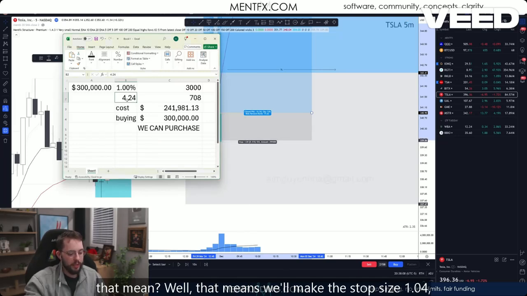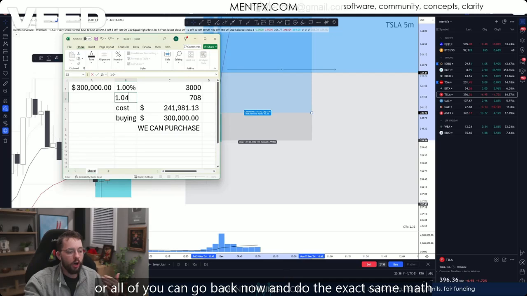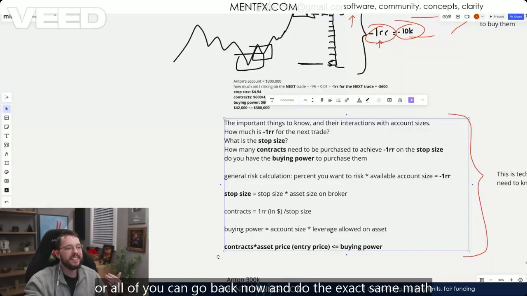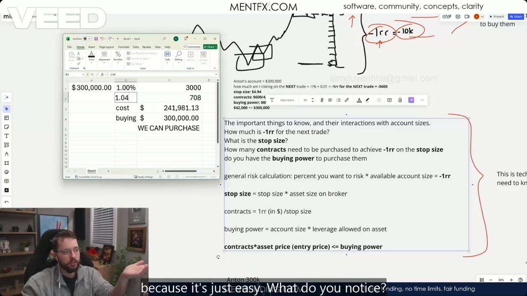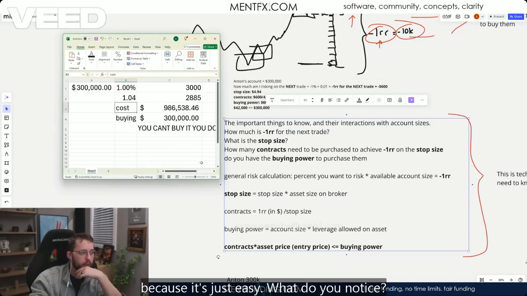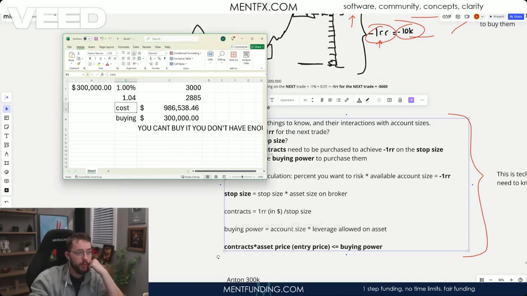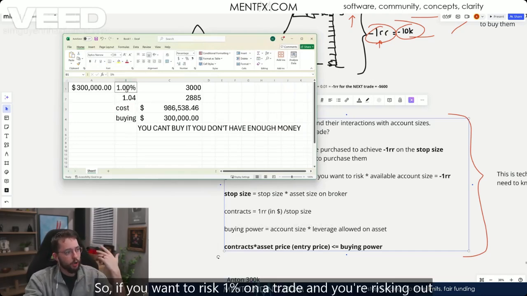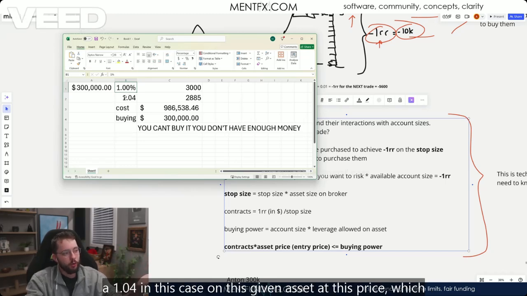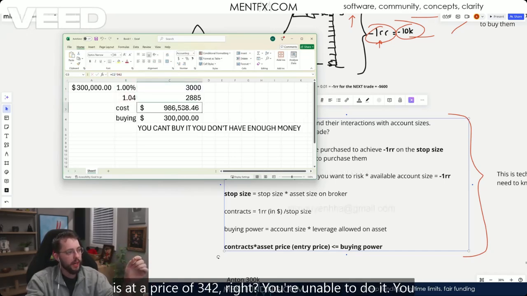Well, that means we'll make the stop size 1.04, or all of you can go back now and do the exact same math that I just taught you, but I'm just doing it through here because it's easy. What do you notice? If you want to risk 1% on a trade, and you're risking it on 1.04 in this case on this given asset at a price of 342, you're unable to do it.